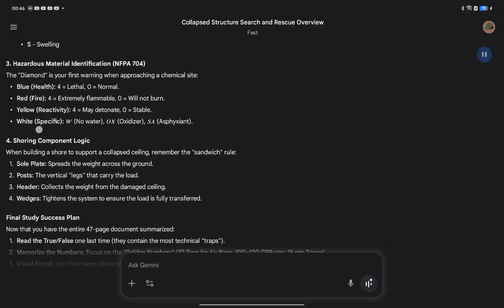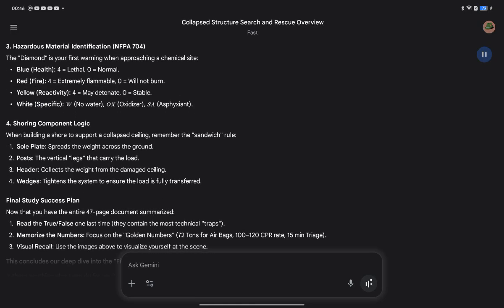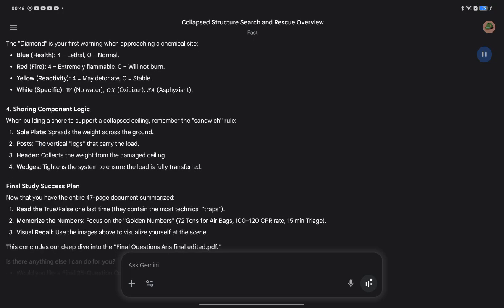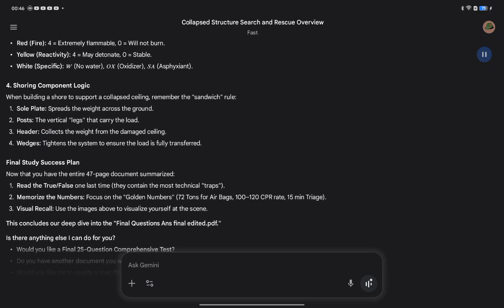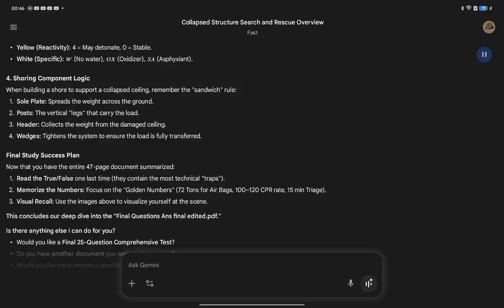Blue, health. 4 equals lethal, 0 equals normal. Red, fire. 4 equals extremely flammable, 0 equals will not burn. Yellow, reactivity. 4 equals may detonate, 0 equals stable. White, specific. W, no water. OX, oxidizer. SA, asphyxiant.